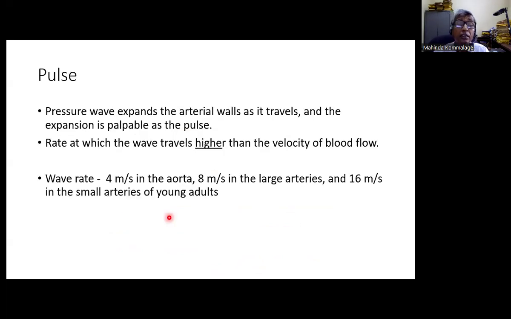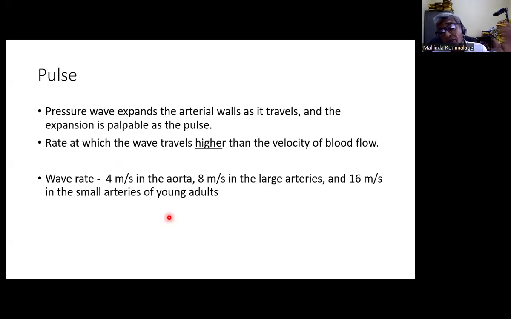About pulse. So pulse is some type of wave that generates in the artery walls, right? So probably you know that we can feel our pulse when we press here, we can feel the pulse. So that pulse is not really blood flow. It's a wave of arterial wall expansion, right?